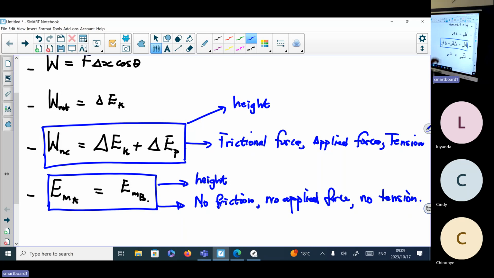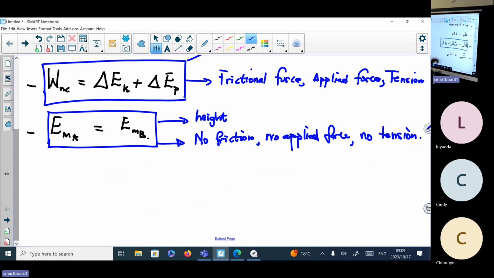So notice the difference between the two. The two formulas look almost similar. The conditions look almost the same because we need to first have a height, but the story changes. If there is friction, or the applied or the tension force, or a combination of those forces, if they are present, then we cannot apply the conservation of mechanical energy. So notice that these are the conditions under which we're going to be using these formulas. As we are moving on to solving the problems, I'm going to be reminding you guys over and over about these conditions so that you are very well aware of them.